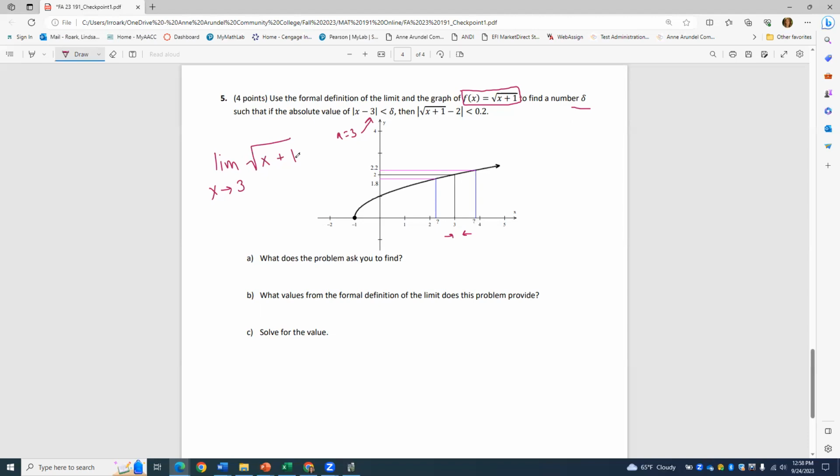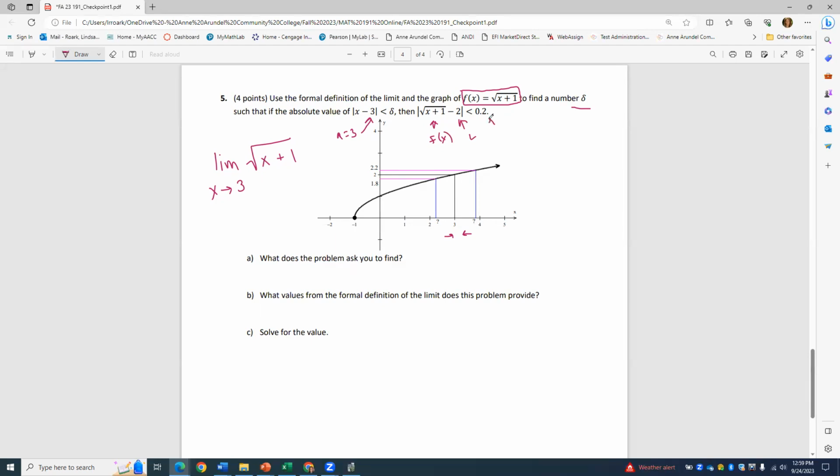And then there's another part. It says find a number delta such that if the absolute value of x minus 3 is less than delta, then the absolute value of the square root of x plus 1 minus 2. Remember, the square root of x plus 1 is just f of x, and this 2 is just L. That is the limit, they're telling us the limit of this is going to be 2.